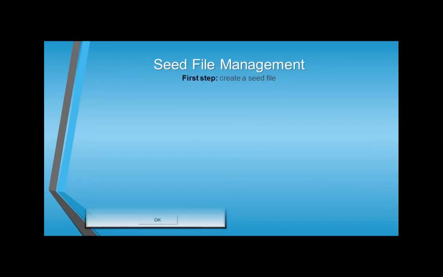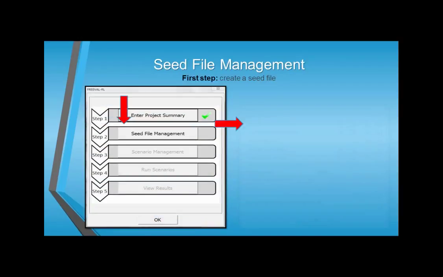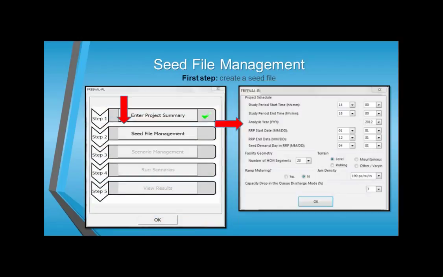In the creation of the seed file, we have to input some important information like the starting time and the ending time of the period of analysis, which in our case was from 2 p.m. to 7 p.m., and the start date and the ending date of the period of analysis, which in our case was a whole year, 2012, from January 1st to December 31st. Another information that we have to input in this step is the number of segments that we're going to be working with, which in our case was 23 segments, and the type of terrain that we're going to be working on. And as we know, Miami is a level terrain.